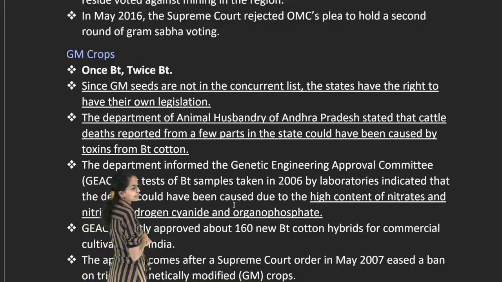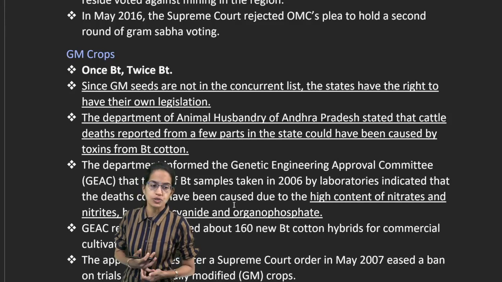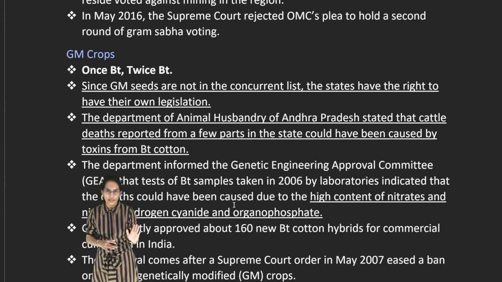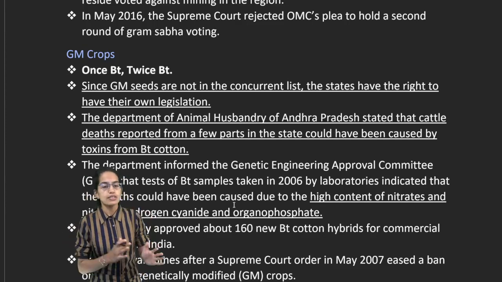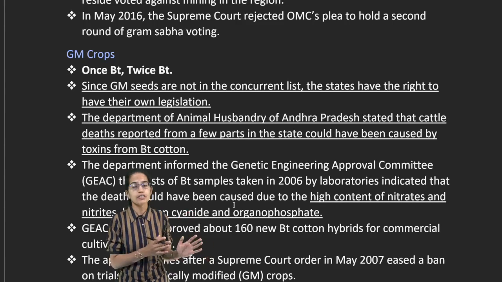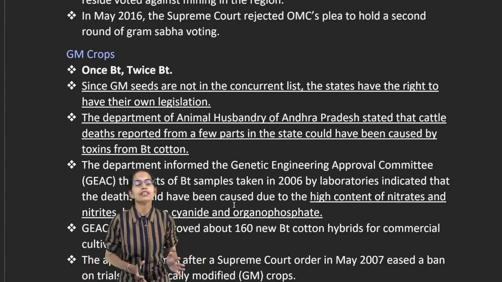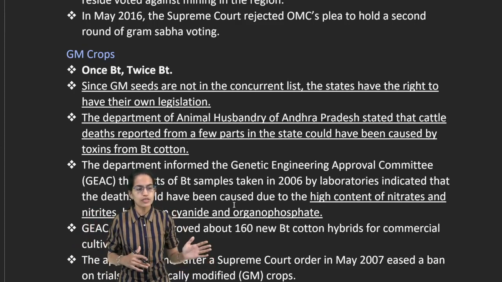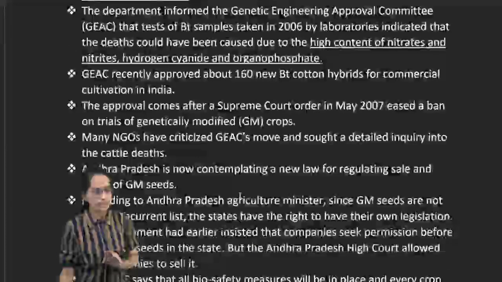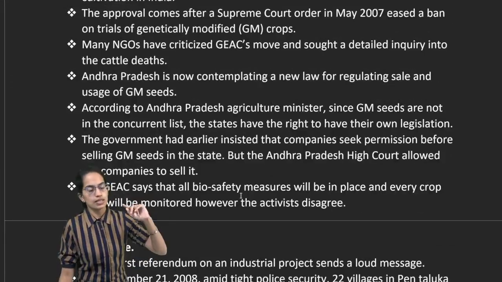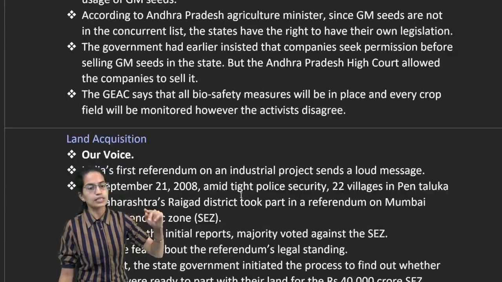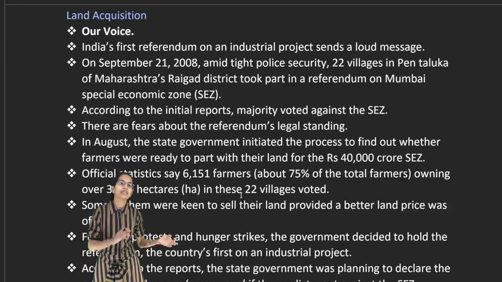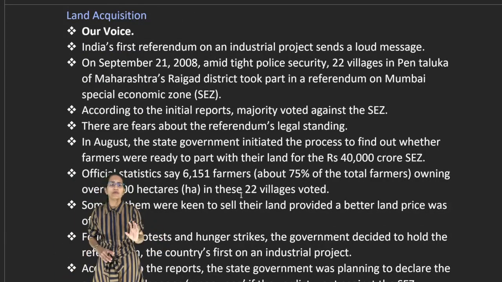Another important topic is GM crops, genetically modified crops. Now, GM seeds are not on the concurrent list, and therefore states don't have a right to create legislation regarding it. However, Andhra Pradesh has cited that the deaths of cattle have been due to Bt cotton toxins, and it is believed that Bt cotton requires a high amount of nitrates, hydrogen cyanide, and organophosphates, which are among the reasons for the death of the cattle in those areas. So again, there is pressure on the court to allow companies to work here, but they are proving detrimental to the local flora and fauna of the region.